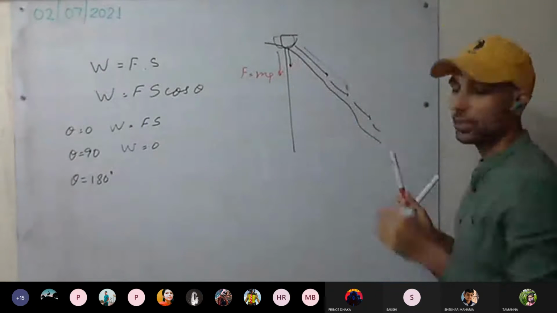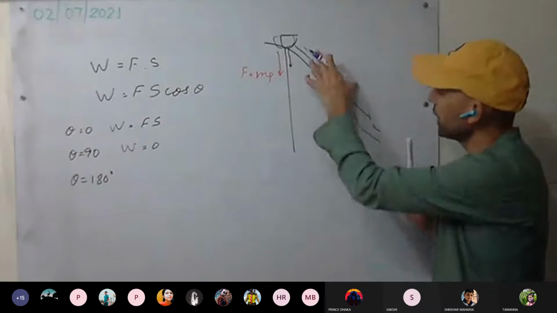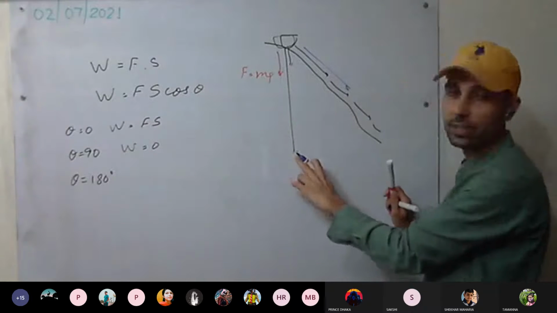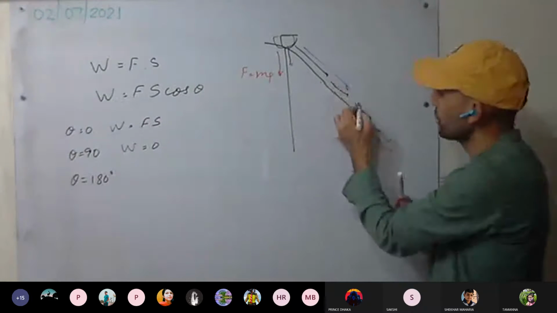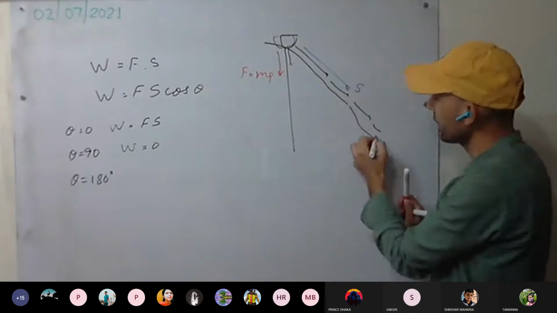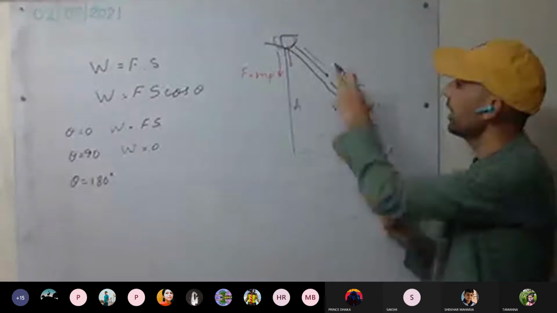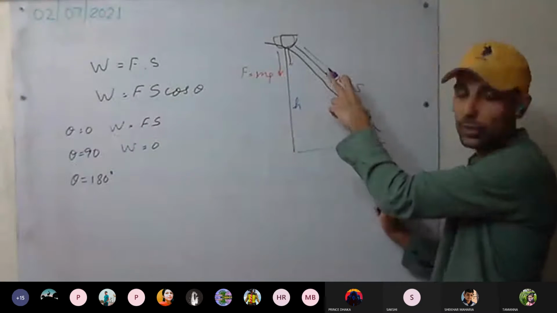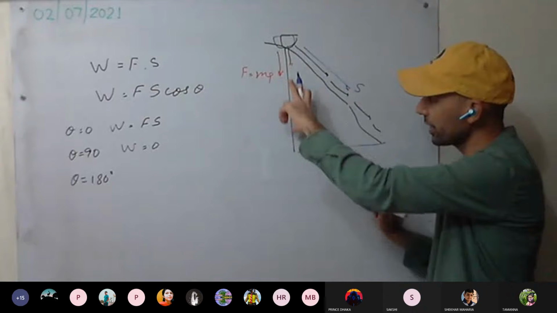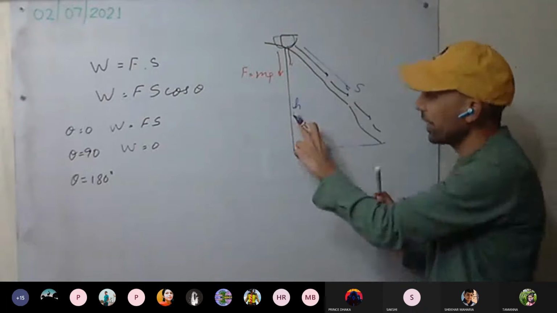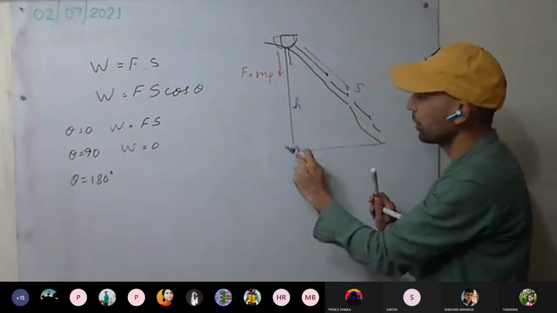Displacement is in this direction. So we'll take the component of this displacement in the direction of the force. If this is S, then the component, for example, is H. This displacement component we are taking in the vertical direction, and this is H, the height vertically above.